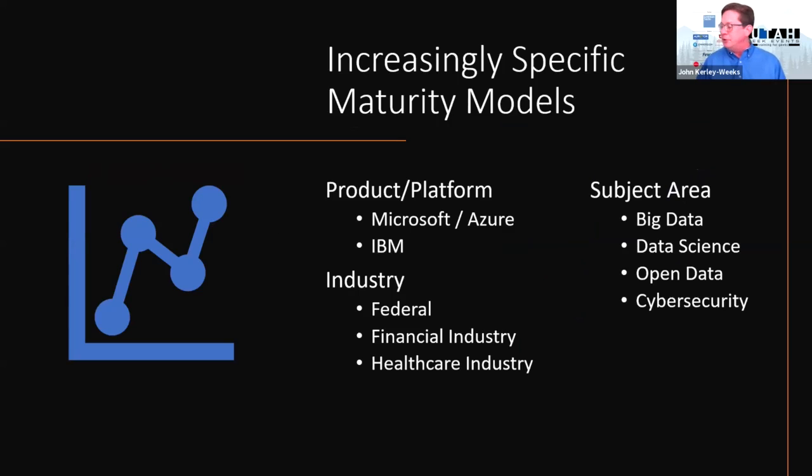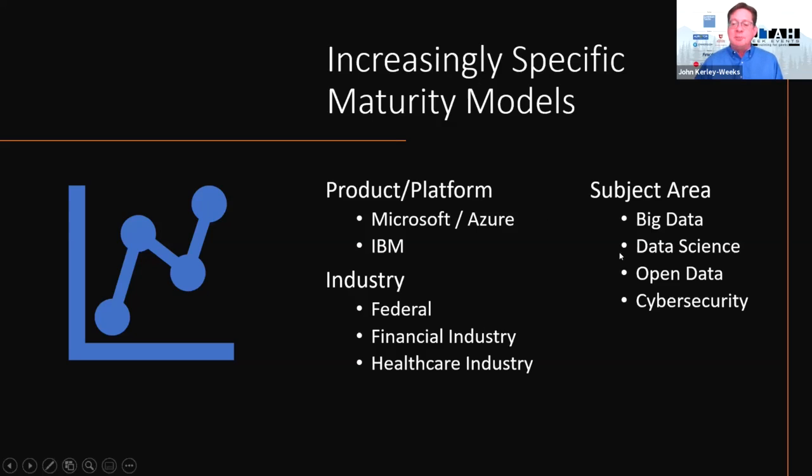There's also a lot of maturity models that are emerging for specific areas that products and platforms are rolling out. There's Microsoft Azure rollouts, IBM product maturity model solutions. There's solutions by industry. The federal data.gov has a maturity model that they're fairly aggressively rolling out, that they've taken a lot of the practices from existing maturity models and refined them to their individual needs. Financial industry is succeeding really well with their maturity models.